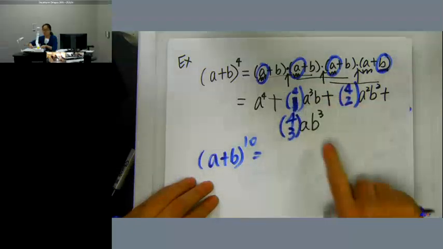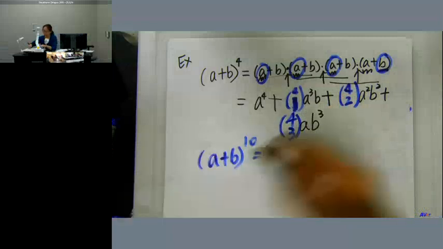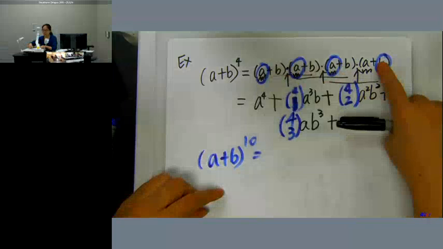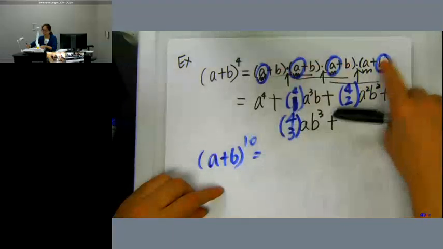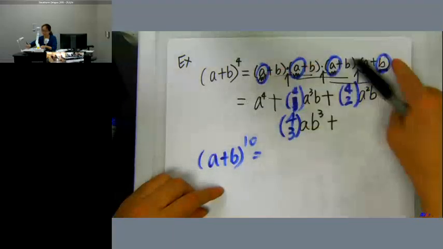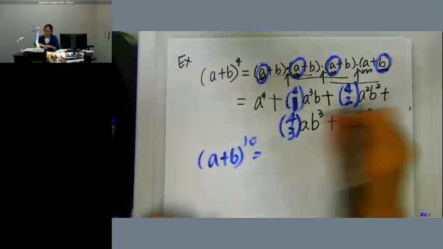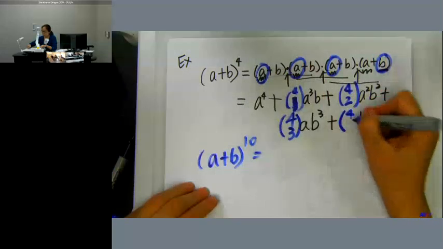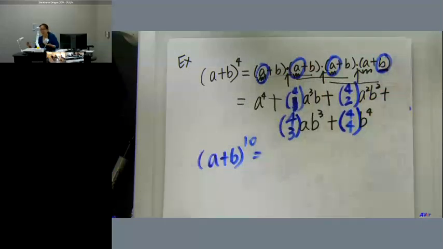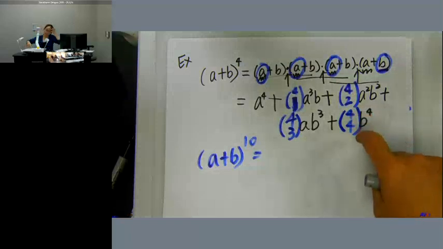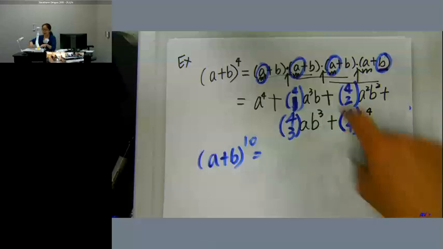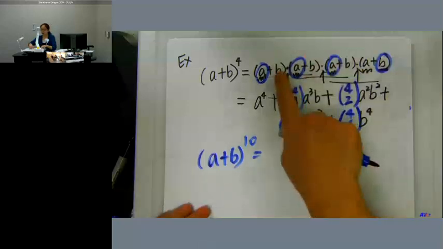4 choose 3. And the last one will be what? Choose no A's at all. If you don't choose A's at all, then you're going to have to choose how many B's? 4 B's, which gives you B to the 4th. So the last one will be choosing 4 B's, that will be 4 choose 4. If you do the calculation, what will you get if you do 4 choose 4? 1. Has to be 1, right? Because you choose all of them. There's only one way to choose all of them.